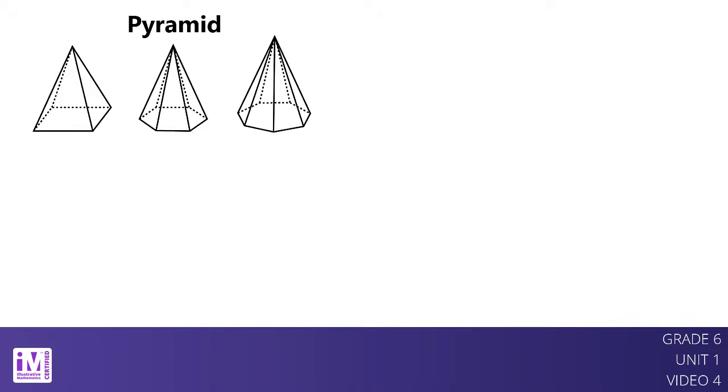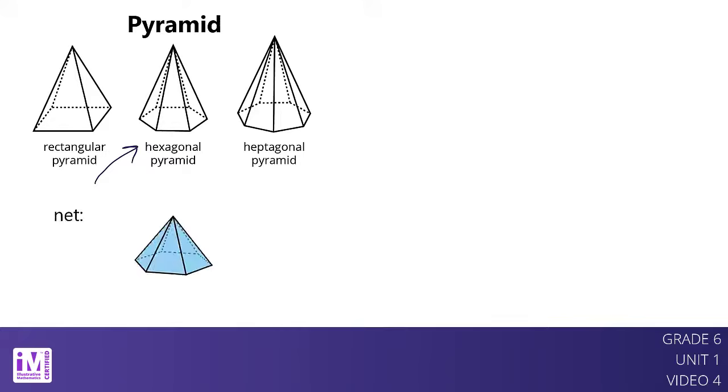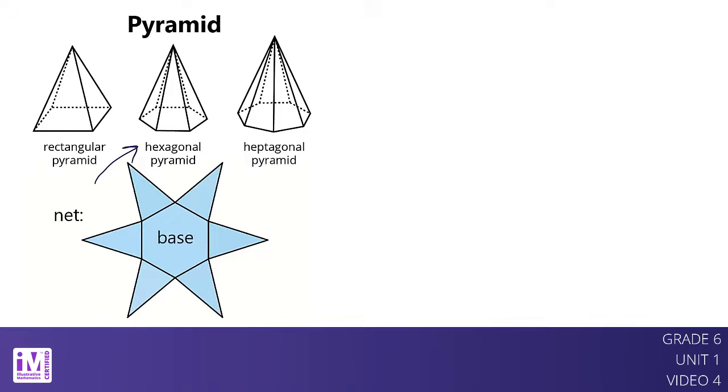A pyramid is a type of polyhedron that has one base. All the other faces are triangles that meet at a single vertex. A pyramid is named for the shape of its base. For example, if the base is a hexagon, then it is called a hexagonal pyramid. The net of a pyramid has one polygon that is the base. The rest of the polygons are triangles.